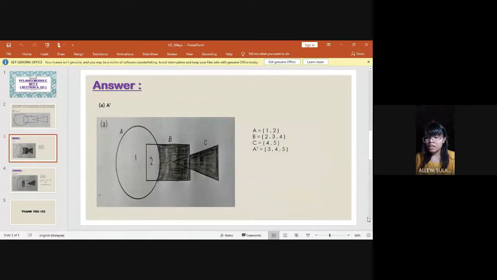So for complement A, we need to shade the region where A is not included. I'm using the number technique to solve the question, where I use set A for 1 and 2, set B for 2, 3, and 4, set C for 4 and 5. And the complement of A is 3, 4, and 5.